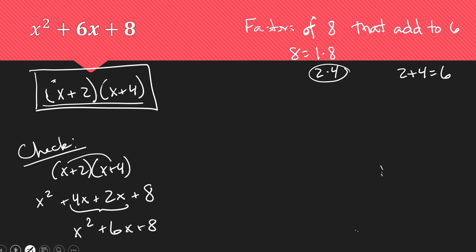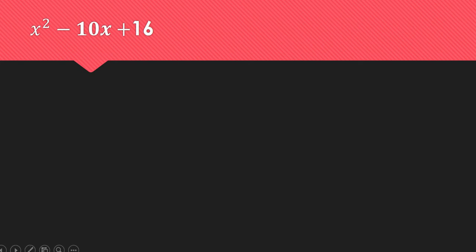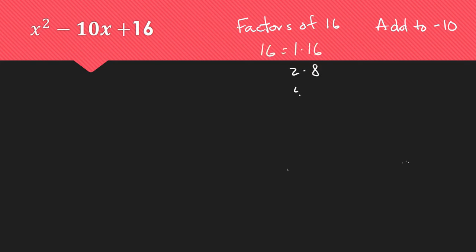All right, we've done ones with all plus signs. Let's look and see what happens when we want to have a minus sign somewhere. So now I still need factors of 16, but now they have to add to negative 10. So factors of 16. I think clearly we can see that again 2 and 8 are going to give me 10, but they're going to give me positive 10.